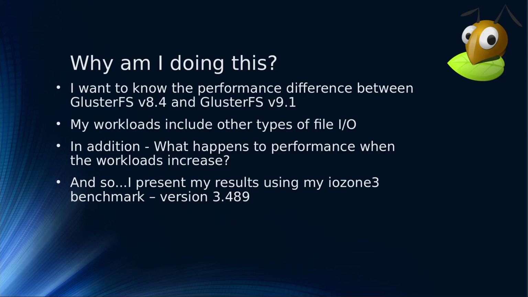So I want to do a performance test on Gluster 8.4 and a performance test on 9.1 to see, hey, is this a worthwhile upgrade? Is this going to give me anything different than what I was seeing before? And to be honest, most of the changes involve the support of io_uring.